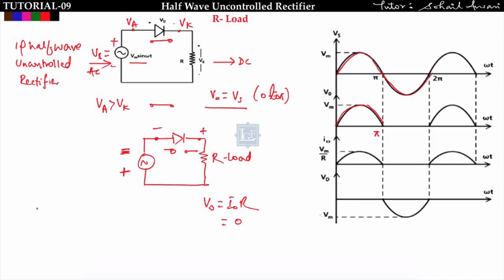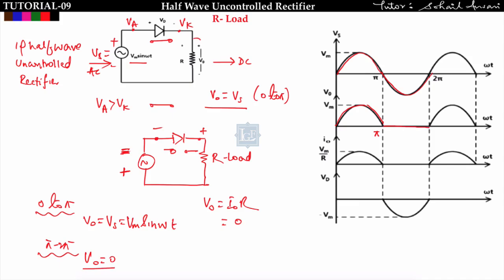So we can say that from 0 to pi, V0 is equal to Vs is equal to Vm sin omega t, and from pi to 2 pi the diode is open circuited because of the reverse bias condition, so the output voltage will be 0. So from pi to 2 pi we are not getting output voltage.